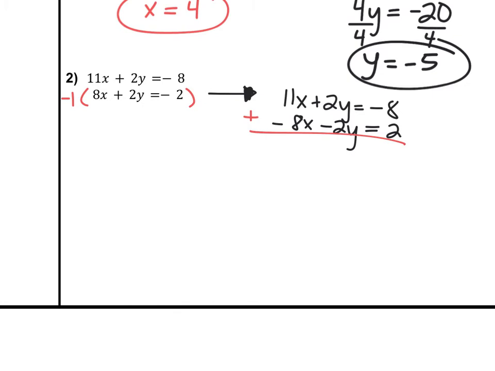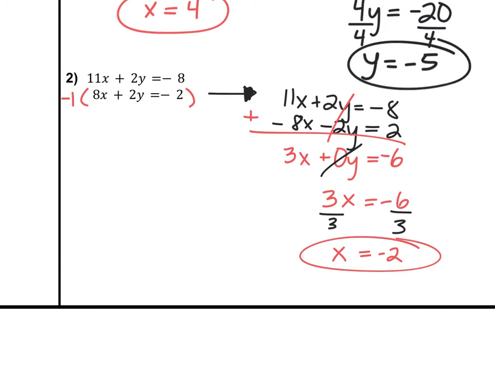These two, we're going to cancel out 2y and -2y because they add to 0, but we can write that down. So 11x minus 8x is 3x, or 11x plus -8. That would give me 0y, and then the last one, -8 plus 2, gets me -6. This guy's going to go away because it's 0 y's. It's been eliminated. So 3x equals -6, and if I divide by 3, then x is -2.